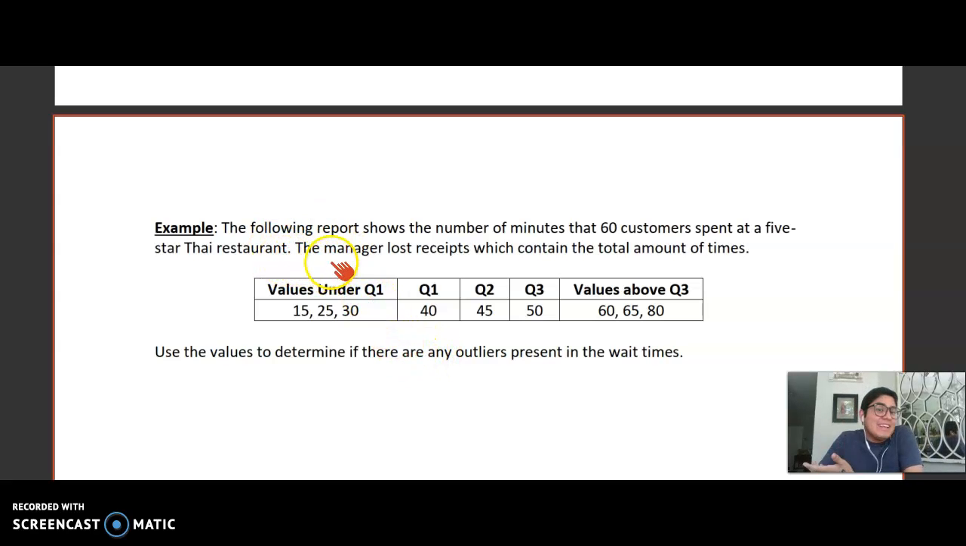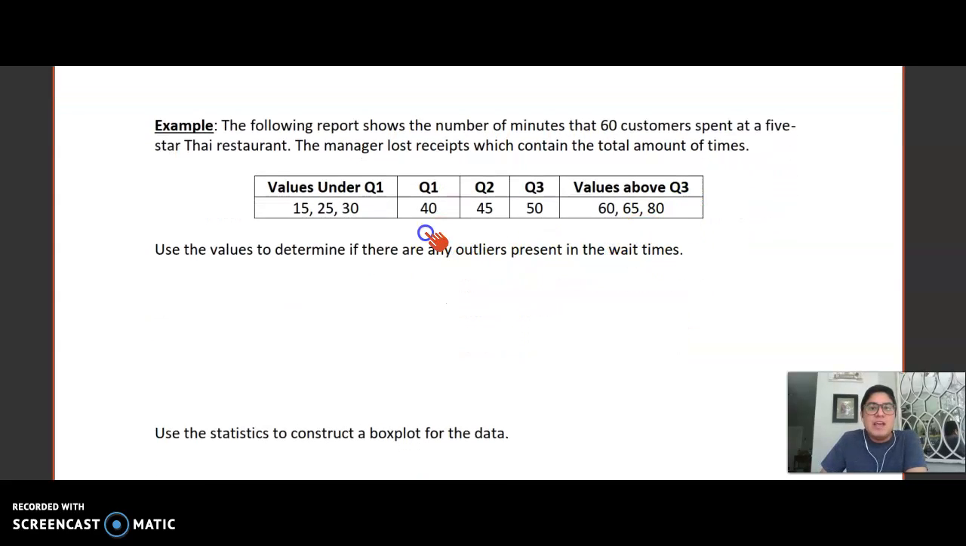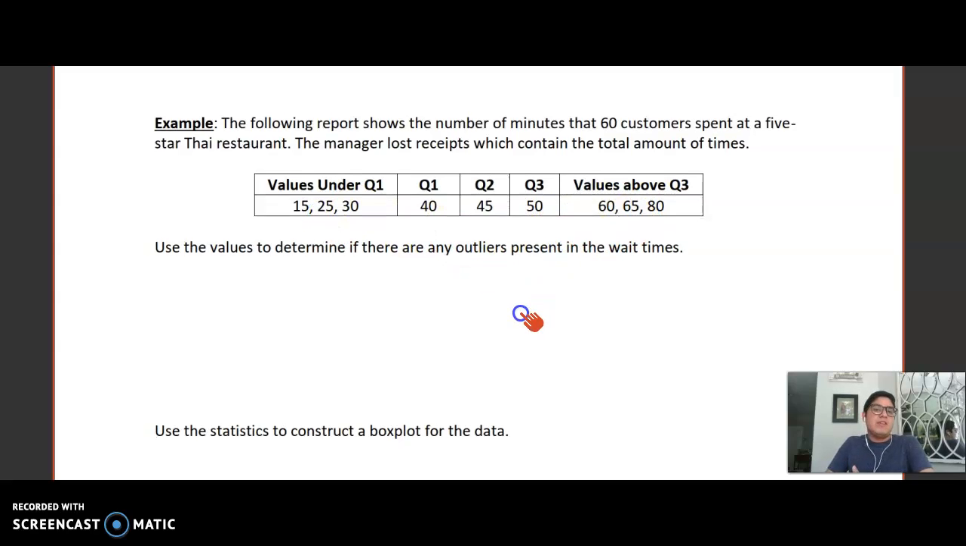But guess what? The manager lost the receipts, which contain the total amount of wait time. So these are the only values he recalls off the top of his head, and we're going to determine if there's any outliers present in these wait times. So I could at least form the box here with the quartiles, but I need to determine which of these is the minimum and the maximum, or if there are any outliers.